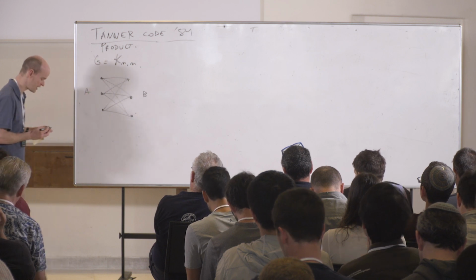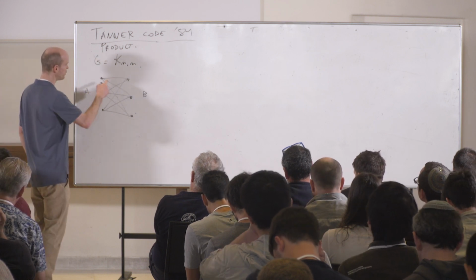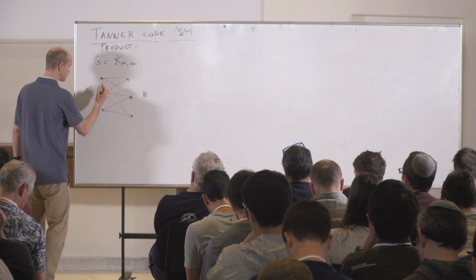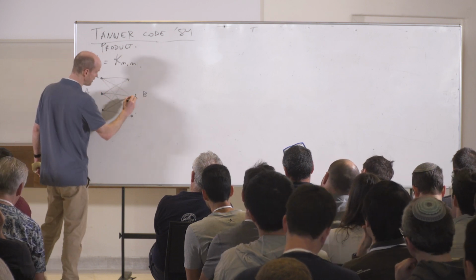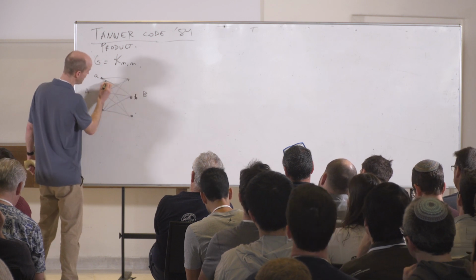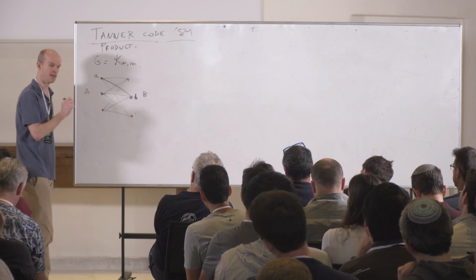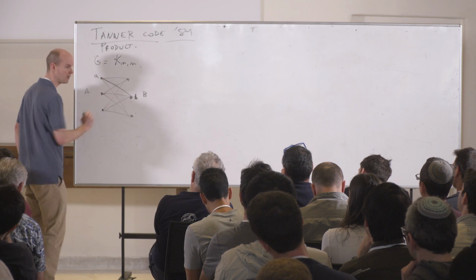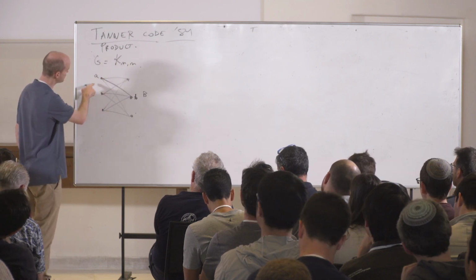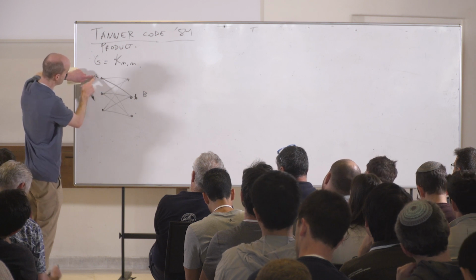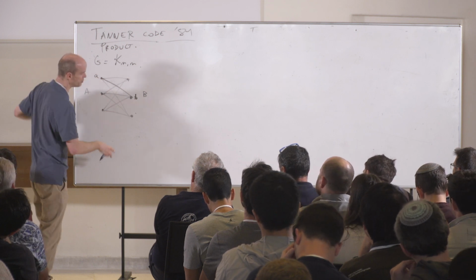Okay, so if I do that, then if I have a vertex A on the left and a vertex B on the right, the edge that connects these two is uniquely defined. It's by A, B. So there's a way to label the edges. All the edges will be labeled by an element of A and an element of B.